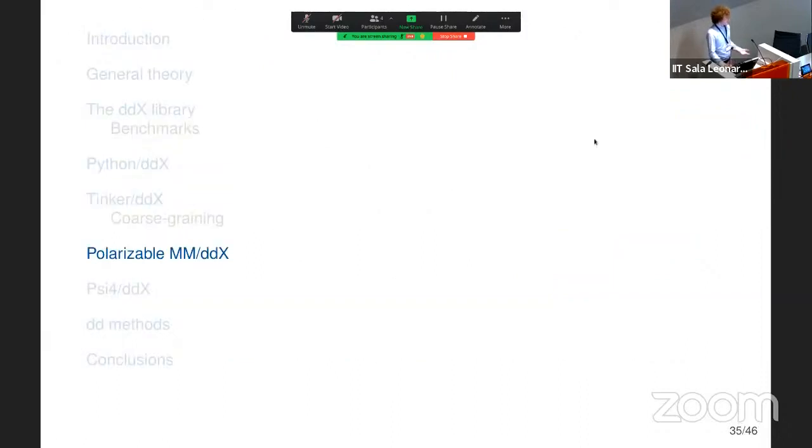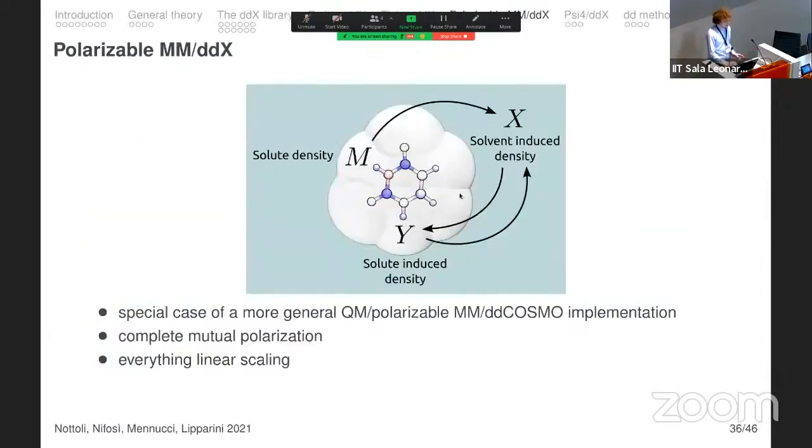The other idea that we had and implemented was to couple a polarizable solute with our polarizable embedding model. This is more complicated because now we have some fixed charge density, the multipoles of the solute. We have our solvent-induced density, and then we have the solute-induced density as well. So we have to achieve mutual polarization between all the components of our system.